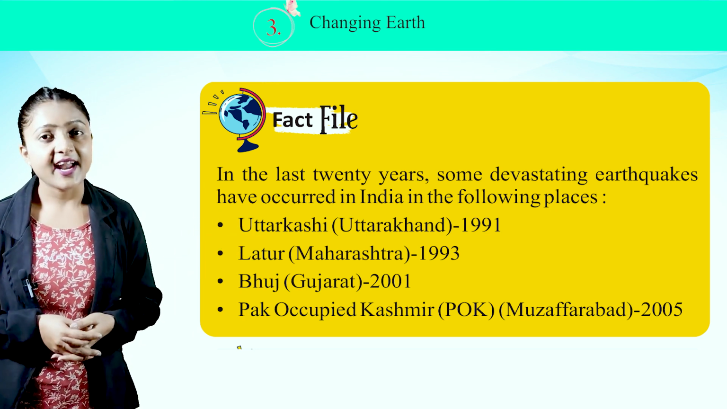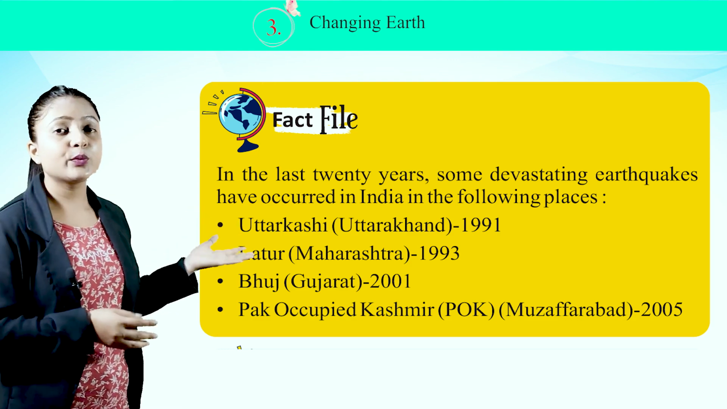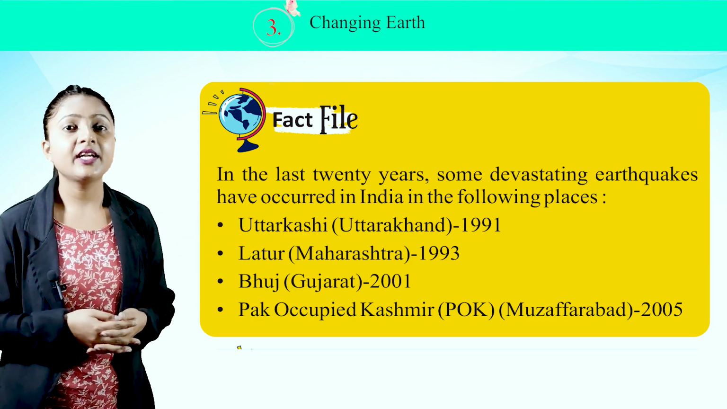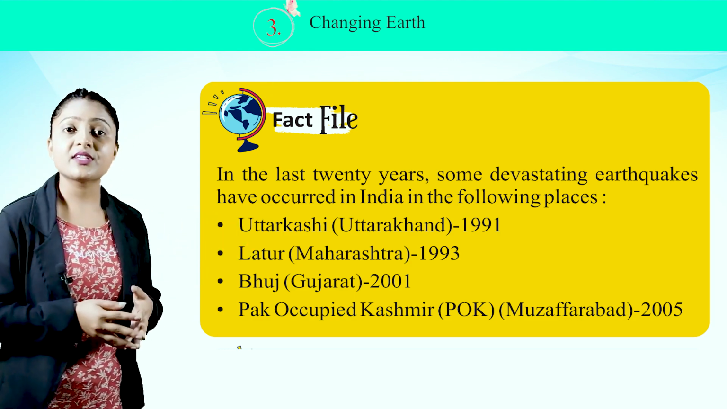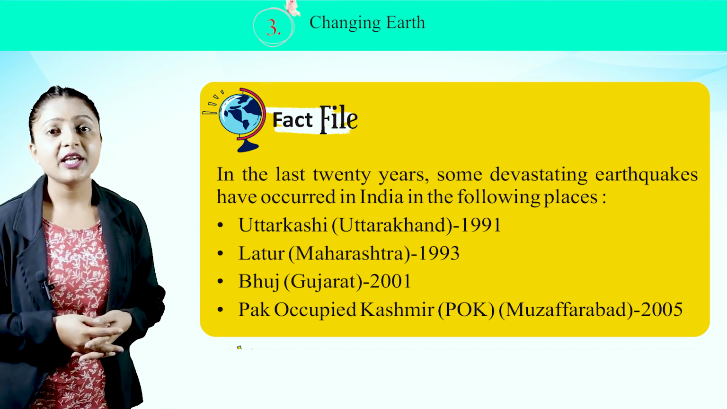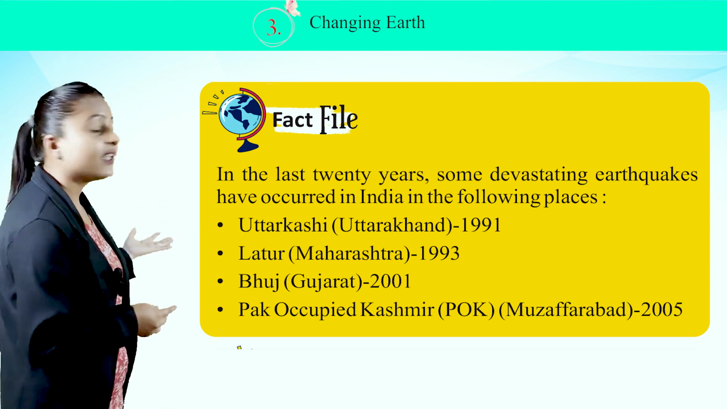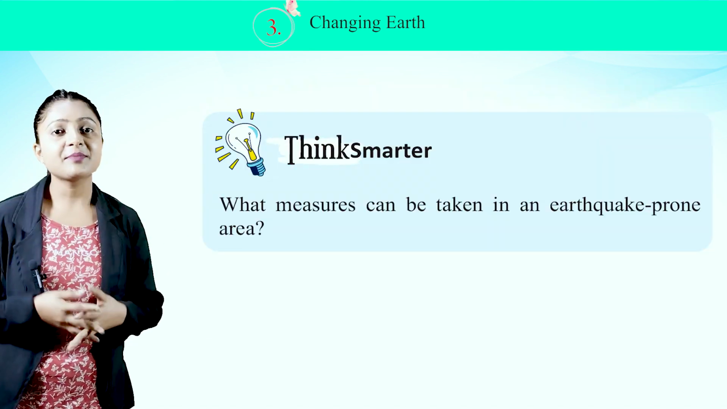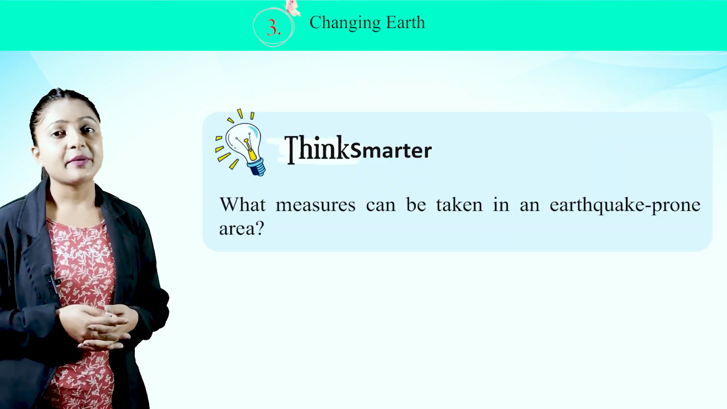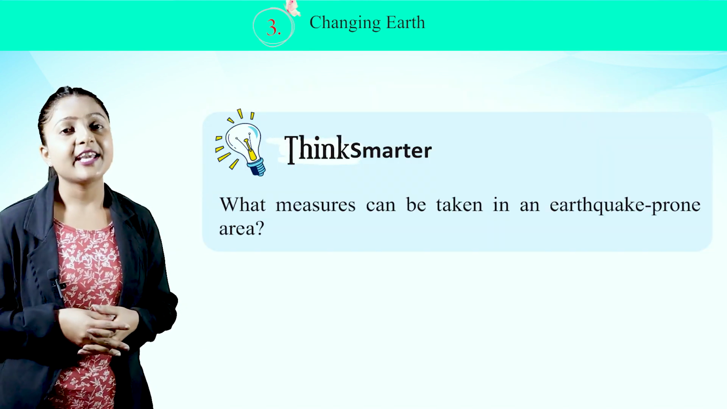Fact file. In the last 20 years, some devastating earthquakes have occurred in India in the following places: Uttarkashi, Uttarakhand, 1991; Latur, Maharashtra, 1993; Bhuj, Gujarat, 2001; Pak-occupied Kashmir, POK, Muzaffarabad, 2005. Think smarter. What measures can be taken in an earthquake-prone area?